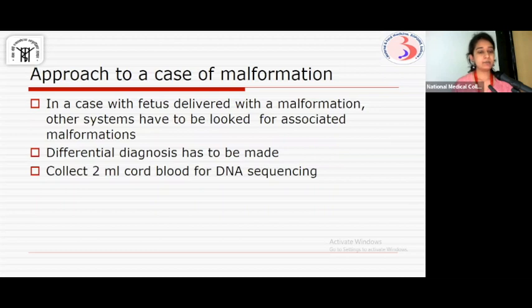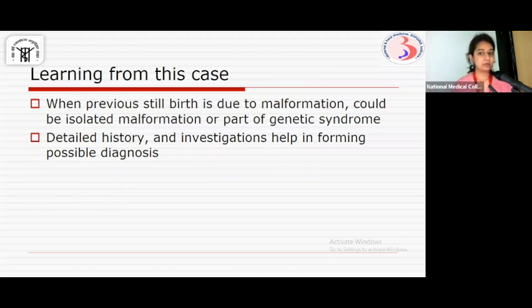Whenever there is a case of stillbirth because of a malformation, we have to see whether it is an isolated malformation or whether there is any other associated systemic malformation which can point towards a genetic diagnosis. Differential diagnosis has to be made according to the malformations found, and cord blood has to be collected for genetic testing. When previous stillbirth is due to a malformation, it could be isolated or part of a genetic syndrome, and detailed history and investigations help in reaching a possible diagnosis. The first step is karyotype and microarray, and the second step is clinical exome sequencing.